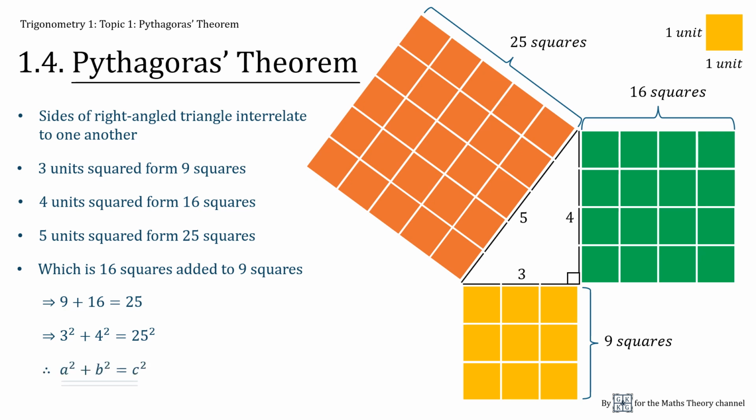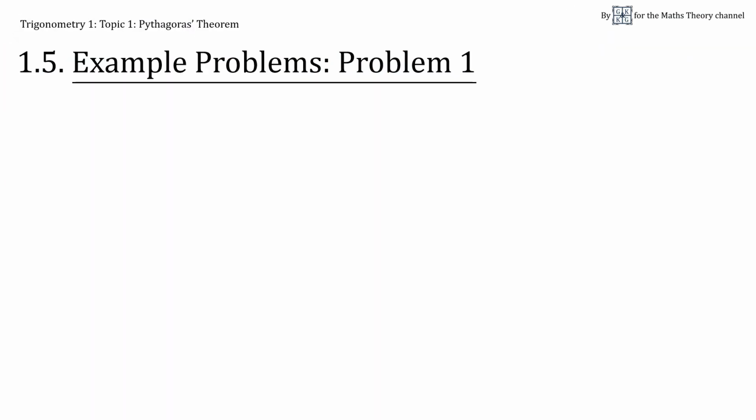This is Pythagoras' theorem. A more generalized depiction of the theorem would be a squared plus b squared equals c squared. A, B, and C being the sides forming a right-angled triangle, with C being the hypotenuse of the triangle. So let's look at some example questions on Pythagoras' theorem.